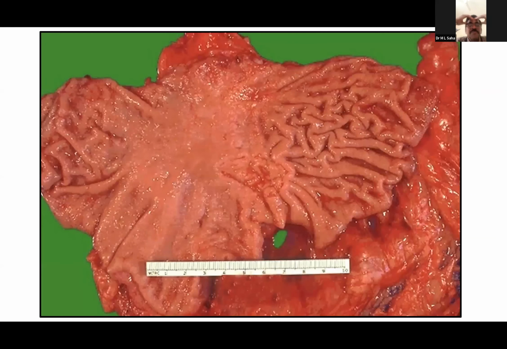Here, rugosities are prominent. Look at this now. So these are the rugosities. But what happens in this area? Loss of rugosities. So there is effacement. The word is effacement. There is effacement of the rugosities.